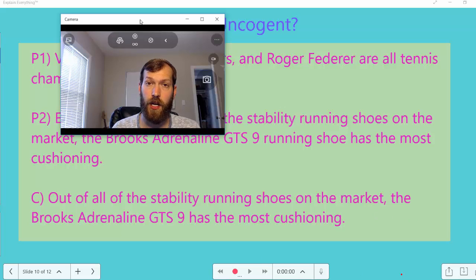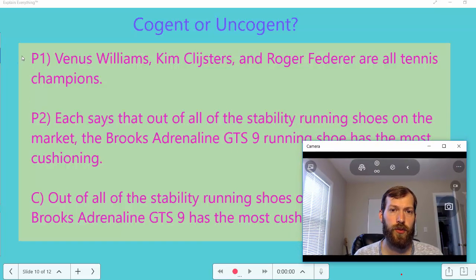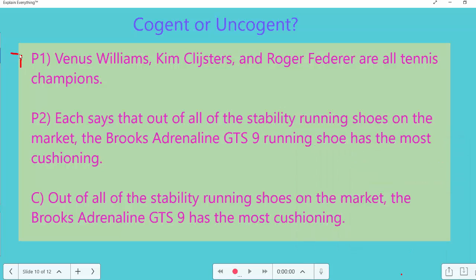All right, if you said this is an uncogent argument, you're correct. And you may have come to that conclusion for a couple of reasons. Premise one turns out to be true. All of these tennis players are in fact tennis champions. But since this is made up, premise two is false. It's not true that each of them says of the Brooks Adrenaline GTS 9 running shoe that it has the most cushioning. But suppose it was true in reality.